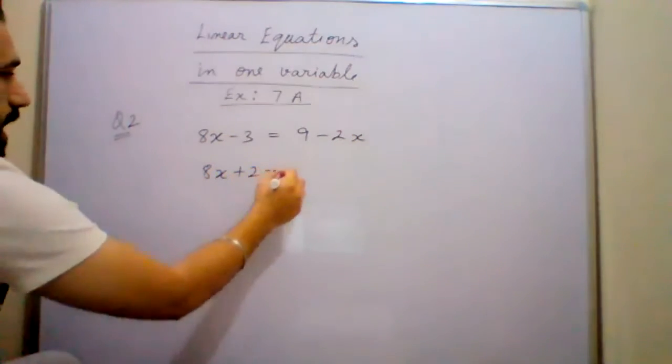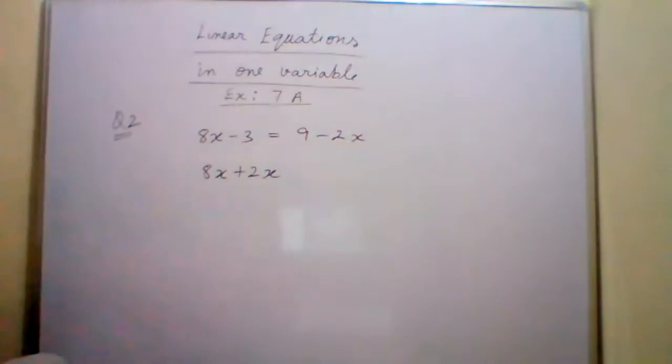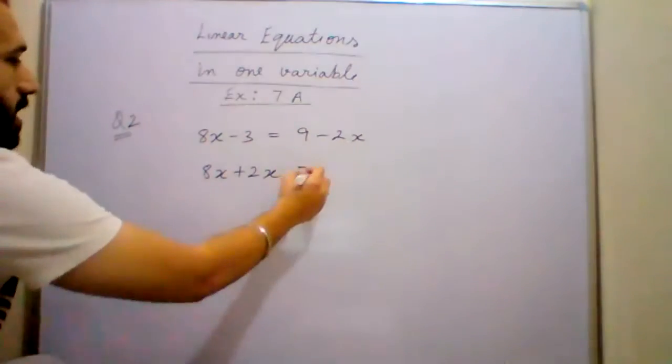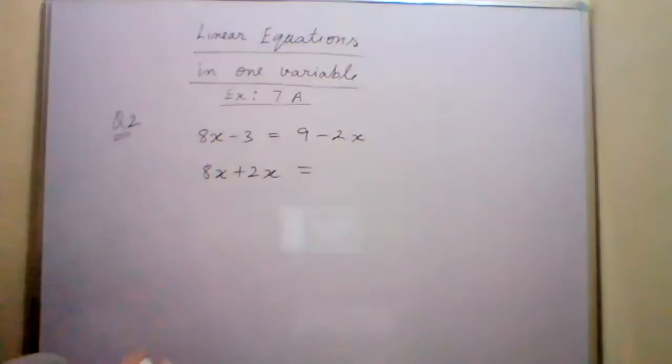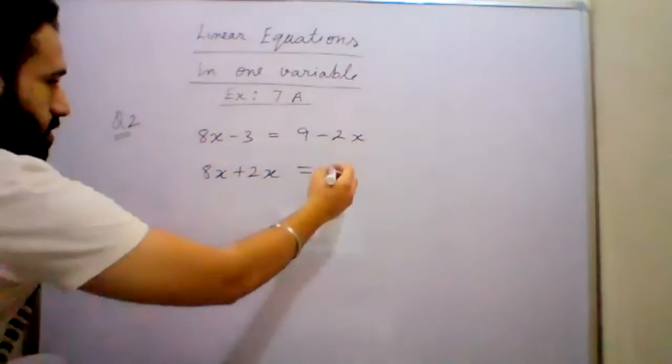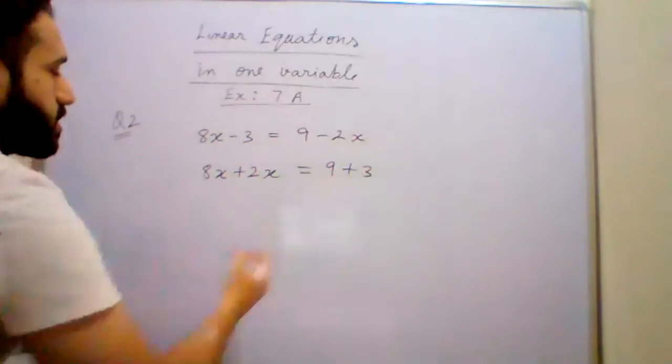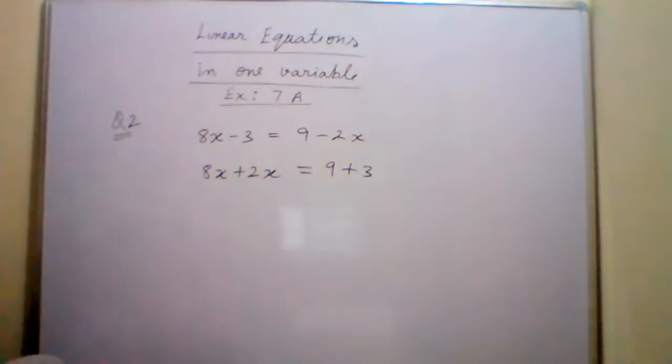8x plus 2x. Minus 2x was on the RHS, coming to the LHS it became plus 2x. And this minus 3 is not having x, so you take it to RHS. 9 plus 3. So all the terms containing x should be on one side, and all the terms not having x on the other. Sir, x is equal to 5 upon 3.